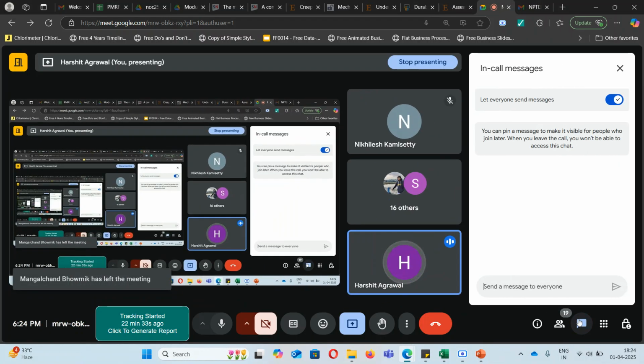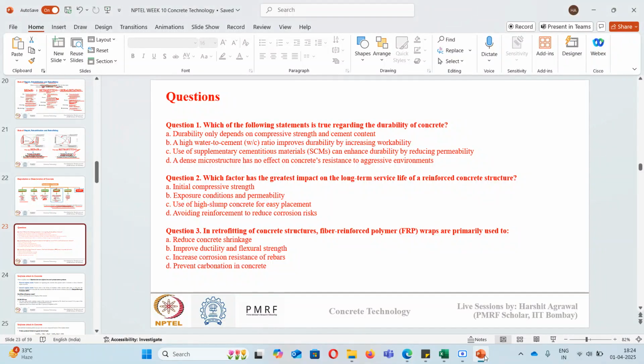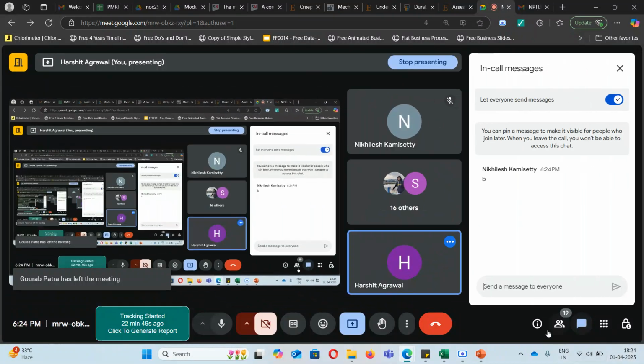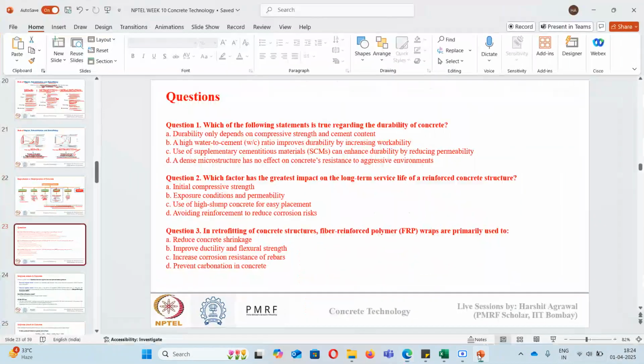Okay, any doubts? No. Just try to answer the first question. Which of the following statements is true regarding the durability of concrete? So, what will be the answer? Okay, can anyone else also try?